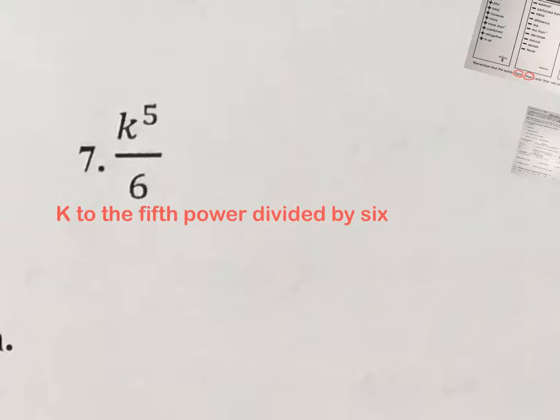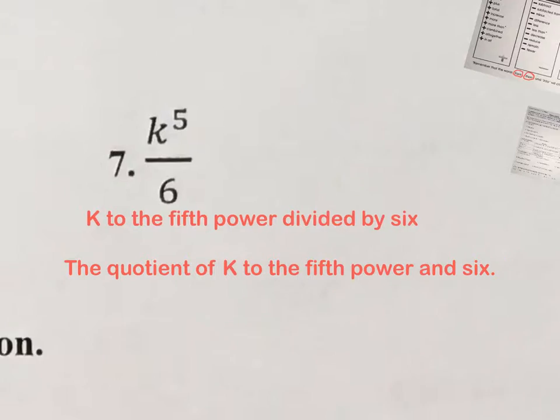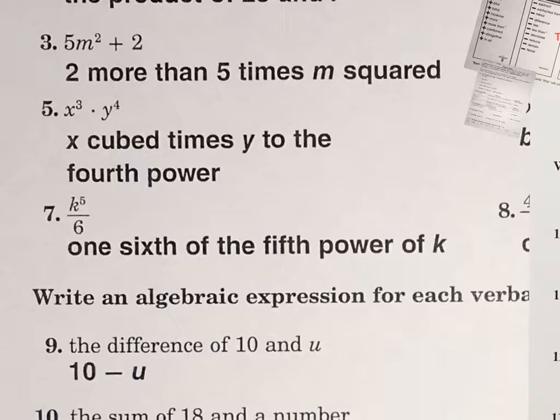Now that's not the only way of writing this though. We could also use the fancy word quotient, right? The quotient of K to the 5th power and 6 is another way of writing this one. But there's tons of ways, right? On the back it's different. On the back it's really weird. I wouldn't even do this one on the back. On the back it says 1/6 of the 5th power of K. See, for me, 1/6 of the 5th power of K, that would actually be this right here, 1/6 of the 5th power of K. Whoa.